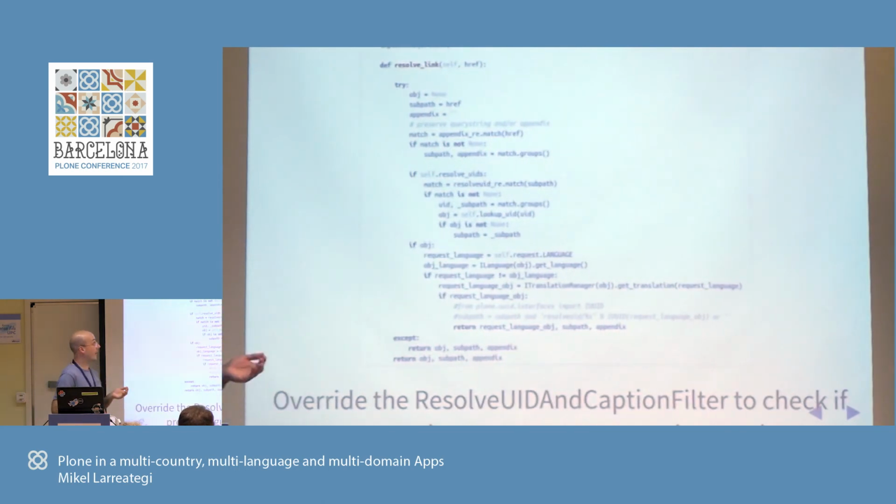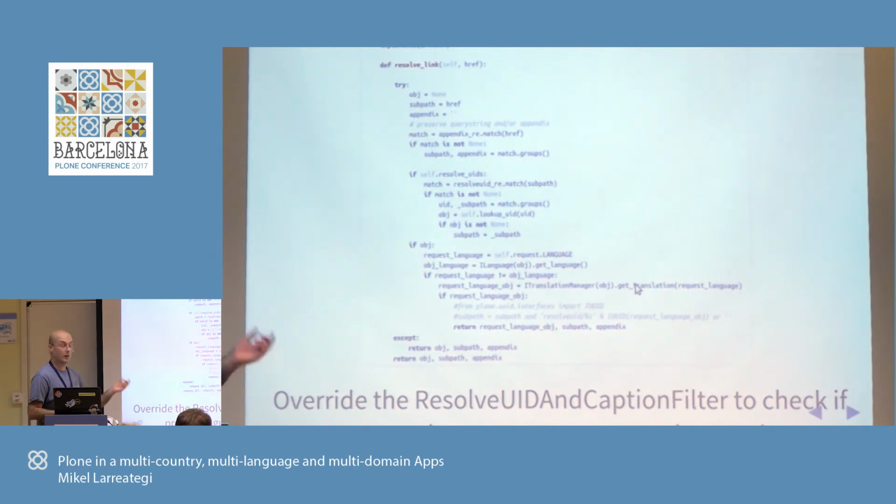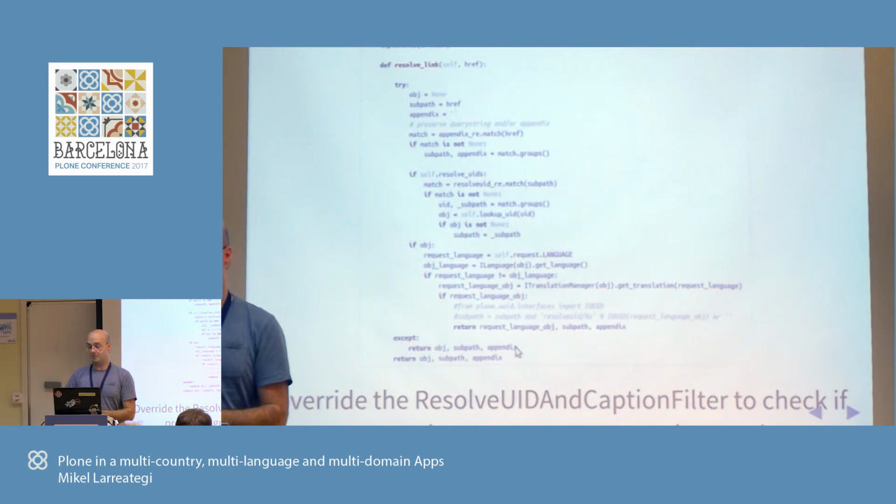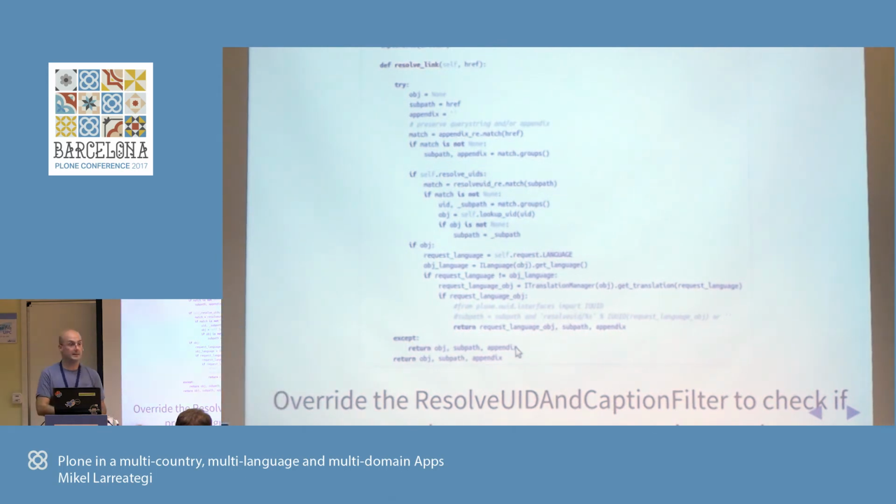It was just to override the standard resolve UID and caption filter and provide here the check of whether this object was in this language or not, and get the correct object depending on the translation and provide the link to it. It was pretty handy to get this, and it saved us a lot of time instead of going and checking all the pages of our site.